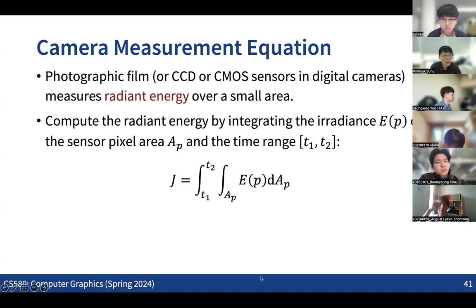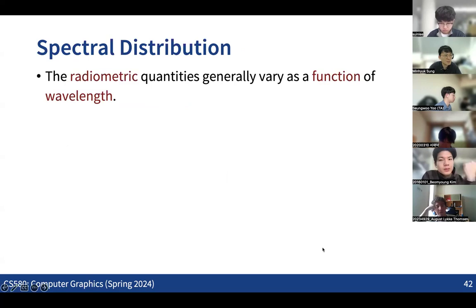But here the question is how we exactly get the RGB color information for each pixel. All the radiometric quantities that we are defining, radiant energy, radiance and so on, generally vary as a function of the wavelengths, which means that we need to compute the quantities for every sample of the wavelengths. Then how can we define a virtual scene where we can get the pixel color information?